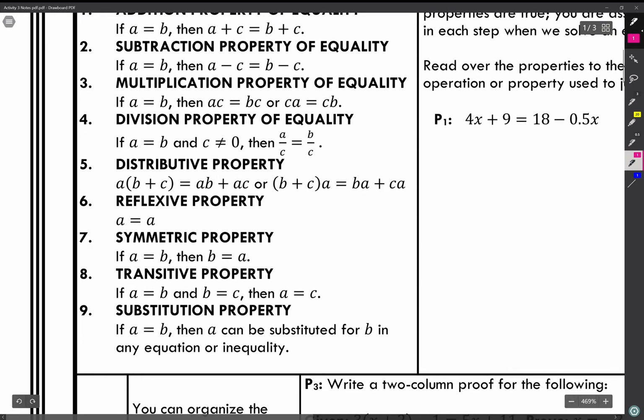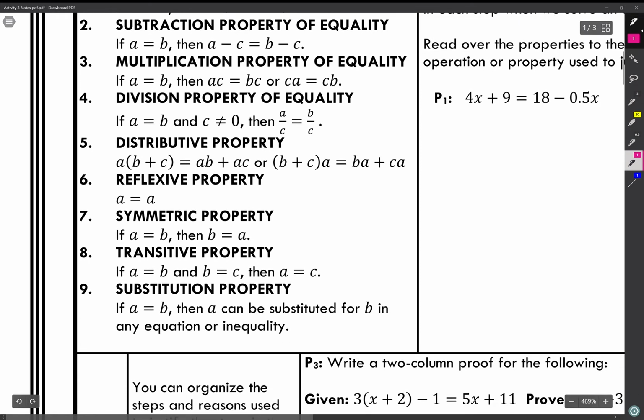Number 2, the subtraction property of equality says that if A equals B, then A minus C equals B minus C. That means that I can subtract the same thing from both sides of my equation, and that's by the subtraction property of equality. Number 3, the multiplication property of equality says that if A equals B, then A times C equals B times C, or C times A equals C times B.